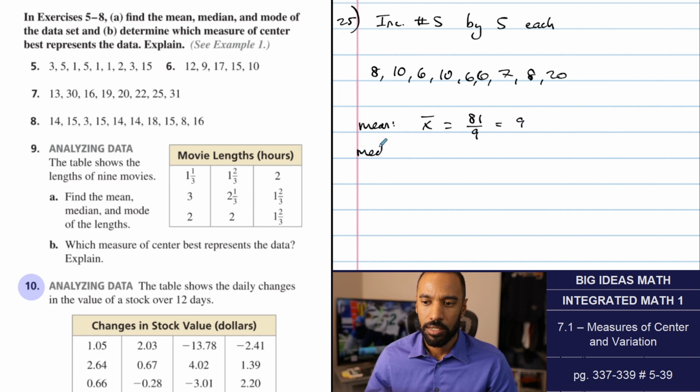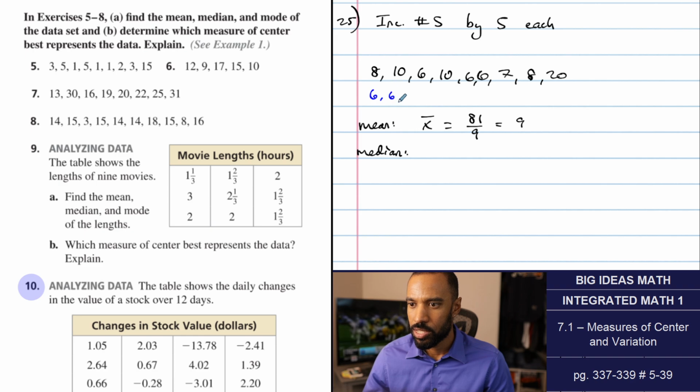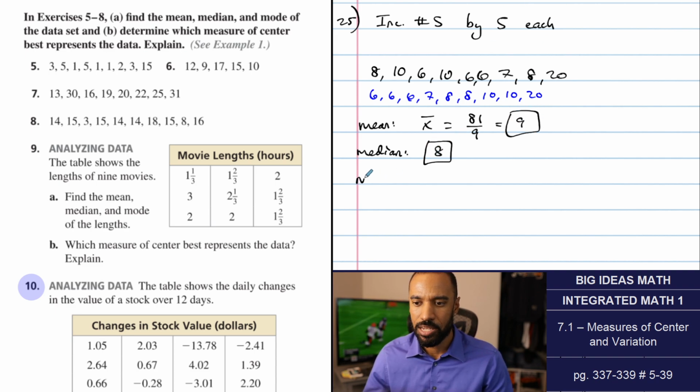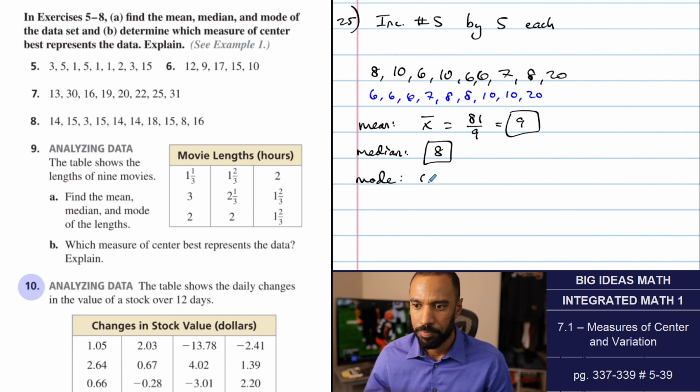The median, not written in order. This is why I kind of want to go back to the previous things we had. We got 6, 6, 6, 7, 8, 8, 10, 10, 20. 1, 2, 3, 4, 5, 6, 7, 8, 9. 8's the middle number. The median here is 8. So 9, 8, and mode: 666 is 6.